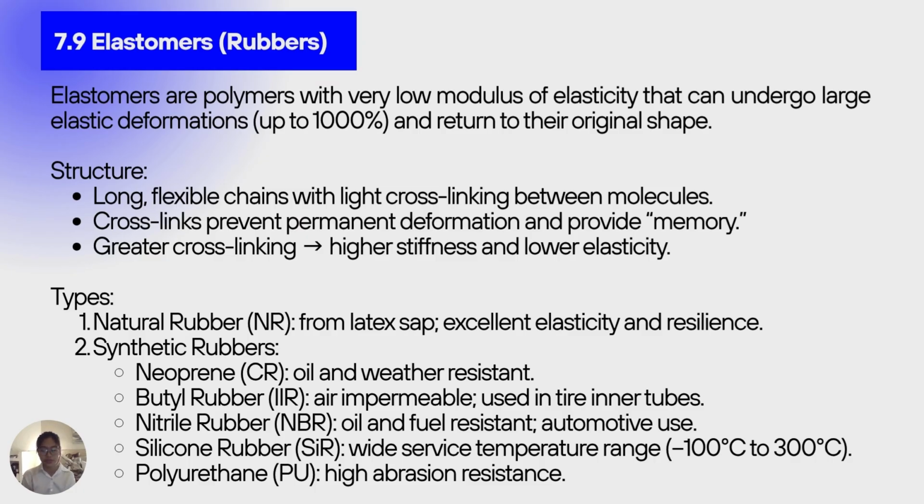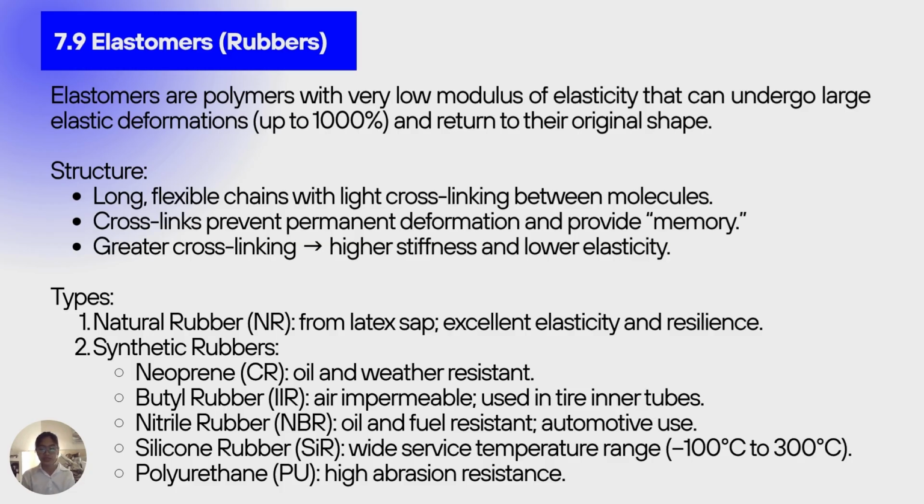Next, synthetic rubbers. The first one is neoprene. They resist oil, water, and ozone, and are used in hoses and belts. Nitrile rubber, or NBR, has excellent oil and fuel resistance, used in gaskets, seals, and fuel hoses. Butyl rubber, or IIR, has very low gas permeability, used in inner tubes and liners.